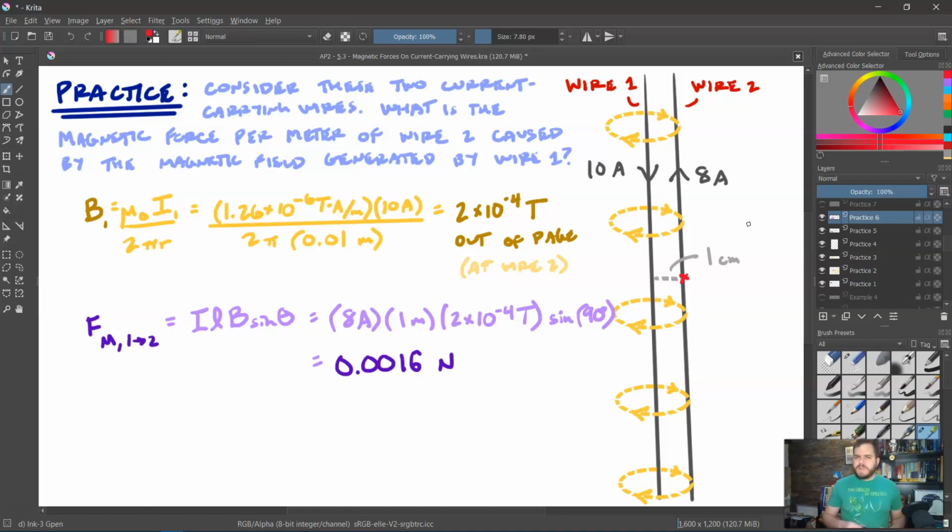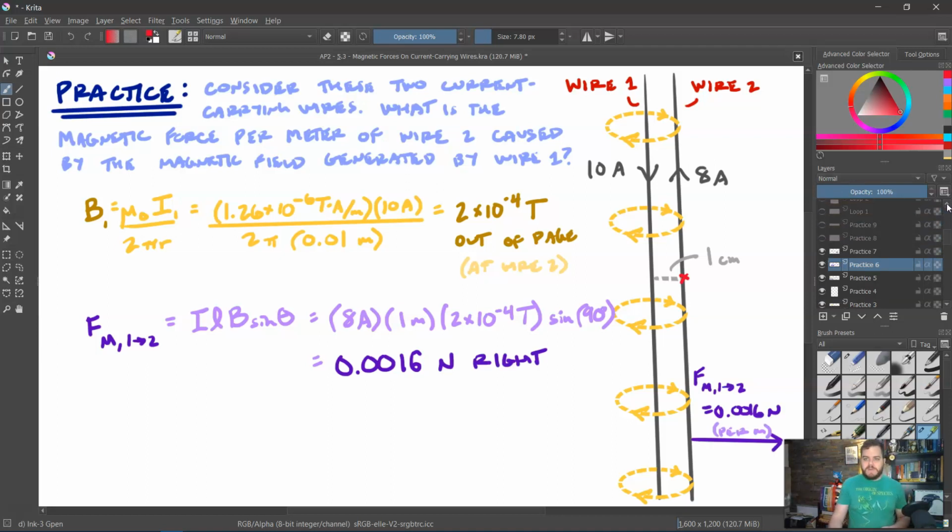But what is the direction of this magnetic force? Keep in mind, we're going to use our right hand rule, and I'm going to try my best to make it from your perspective again. So wire 2 has 8 amps of current going up, so I use my thumb for the current. The magnetic field we already determined was out of the page, so it's going to be going out of the screen towards your face from this perspective, and we can see that using my palm, the force should be going to the right. And in fact, that is the case, that it would be 0.0016 newtons per meter to the right.